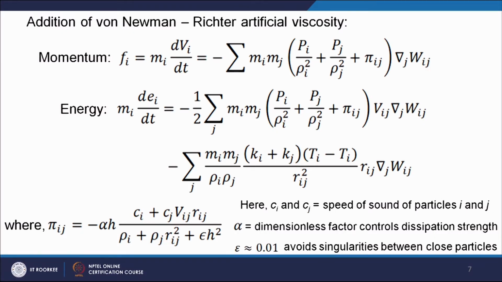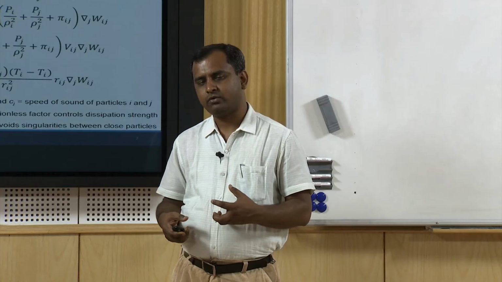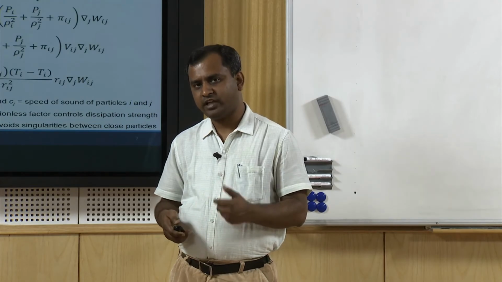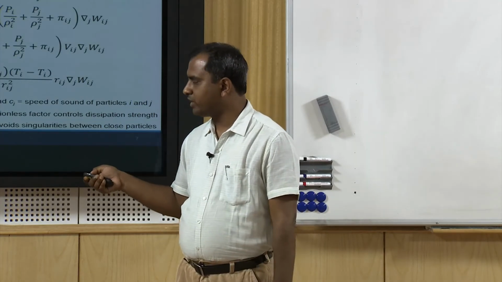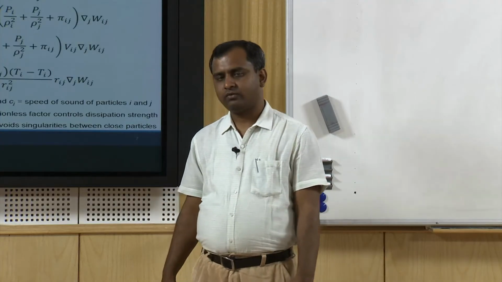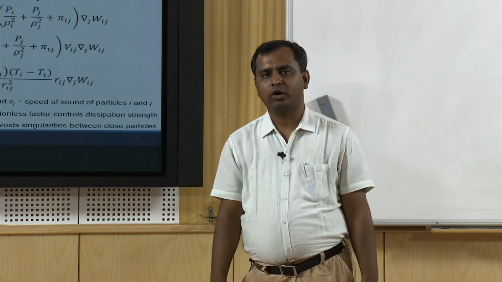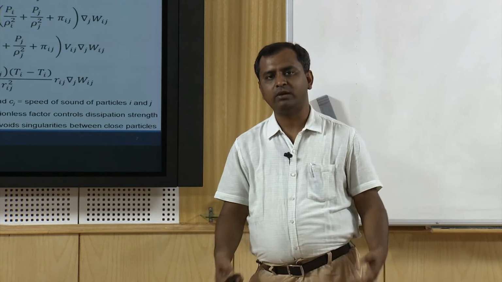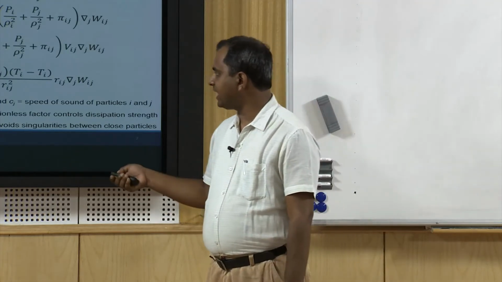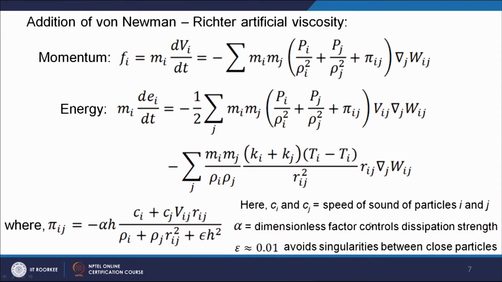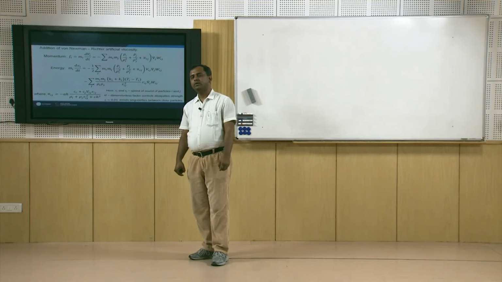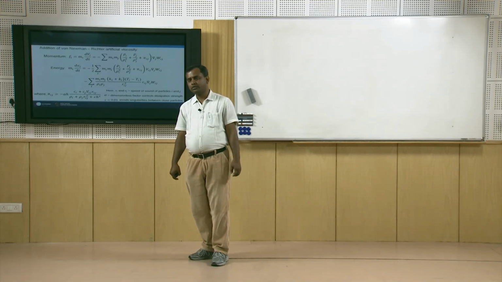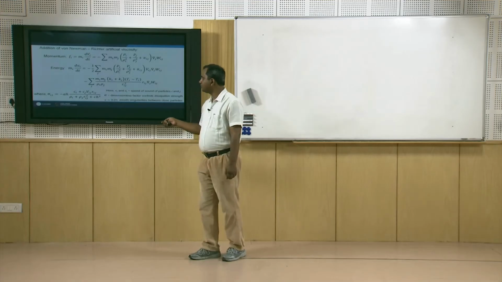Alpha is a dimensionless factor and it controls the dissipation strength. So, it depends on which fluid we are taking. Depending on the fluids, alpha needs to be tuned. So, this is a tuning factor which we have to control the viscosity. Obviously, the particulate nature will not regain the continuum nature for all the fluids with the same value of alpha. And epsilon, which is nothing but 0.01, avoids singularity between close particles, because if the particles come very close to each other, they will once again act as a continuum.